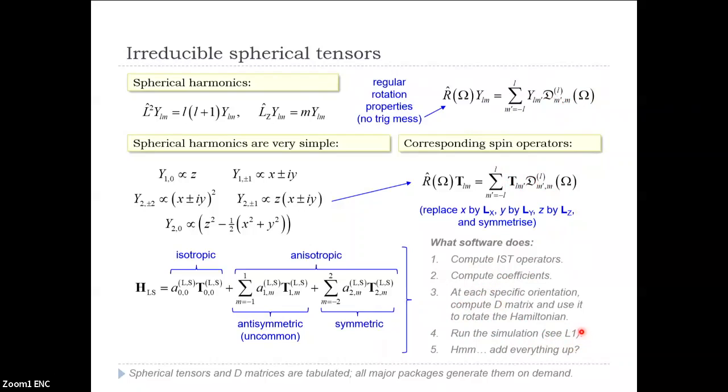Then, as we described in lecture 1, you run the simulation, and then the interesting question crops up. Well, okay, we run this simulation multiple times at all the orientations of our system. What do we do with it? Or we can just add them all up, or we can average them, or we can average them with some weight. What do we do?